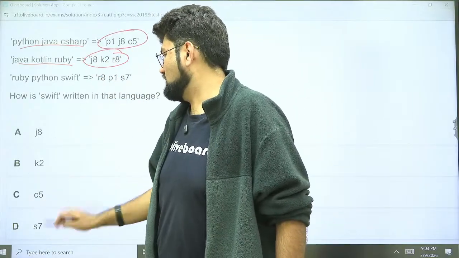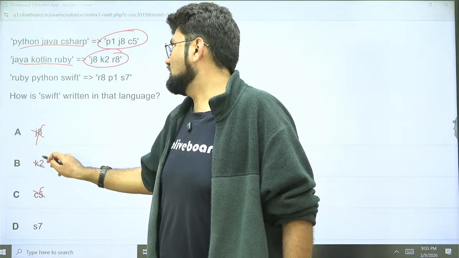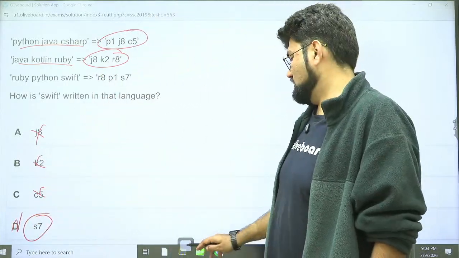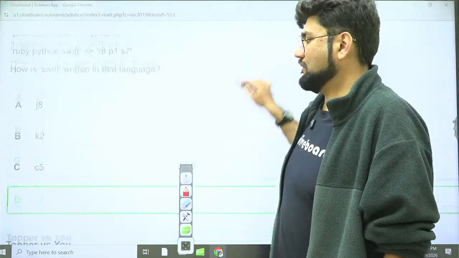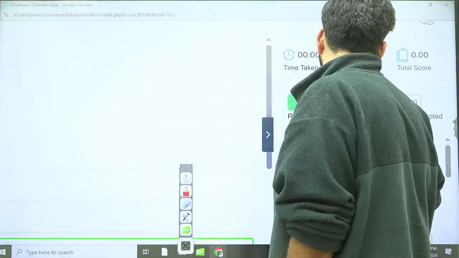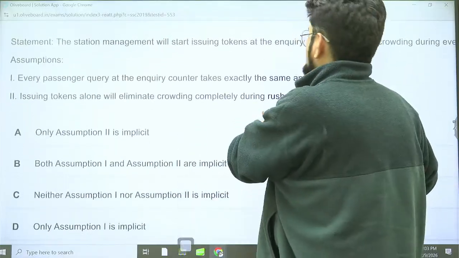So P1 is gone, not there. J8 is gone. C5 is gone. K2 is gone. I am only left with S7. This has to be my correct answer for the word Swift. It's that simple. Simple elimination. 19 seconds. Excellent. That's now we are talking about. Next question. Okay, statement assumption.